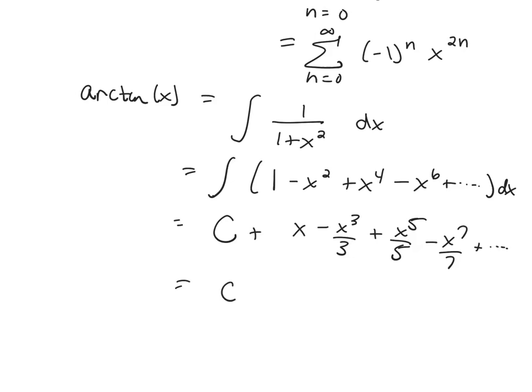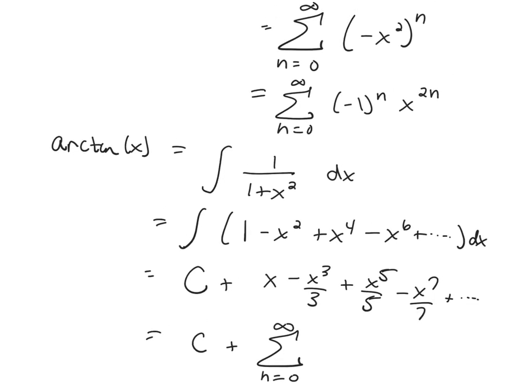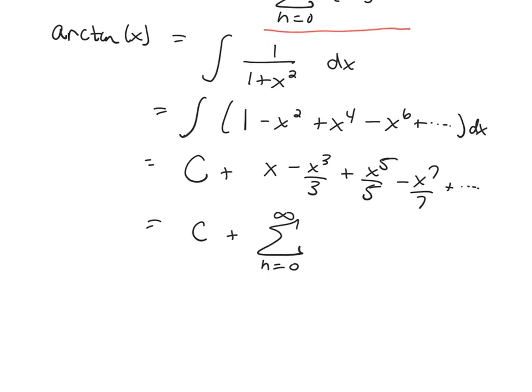So it looks like c plus the sum. If you want to know how to come up with this formula, go back to your original formula up here. You add 1 to the power of x and divide by that new number. So I'm going to get x to the 2n plus 1 over 2n plus 1.